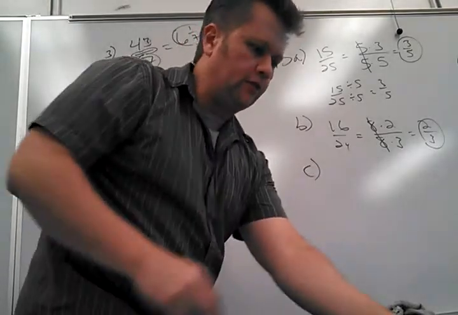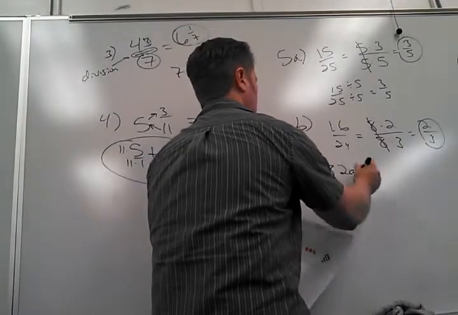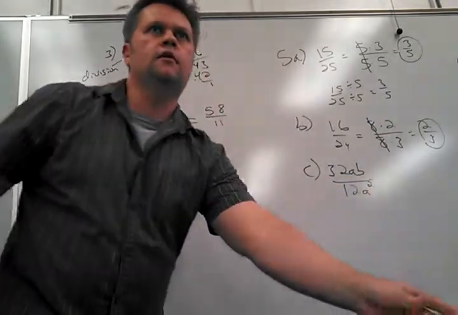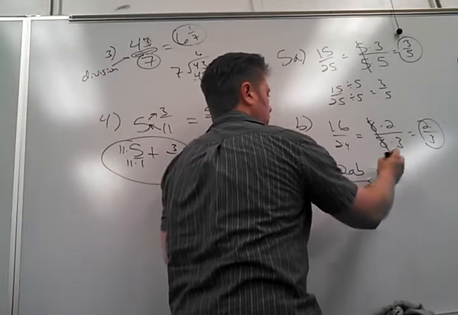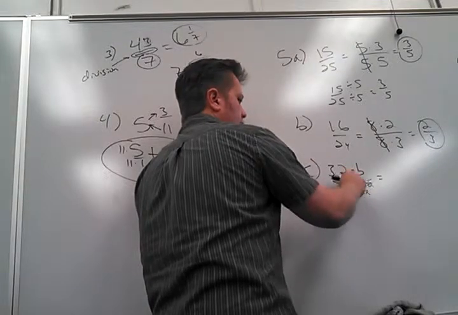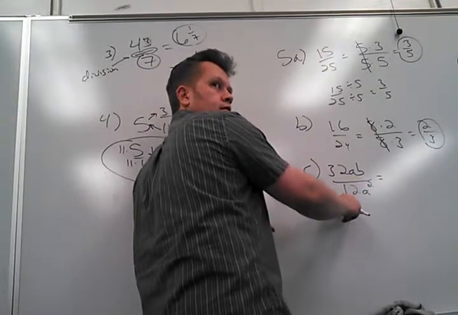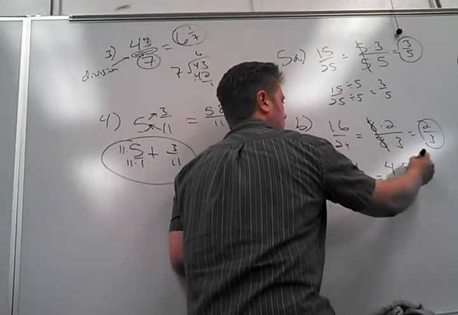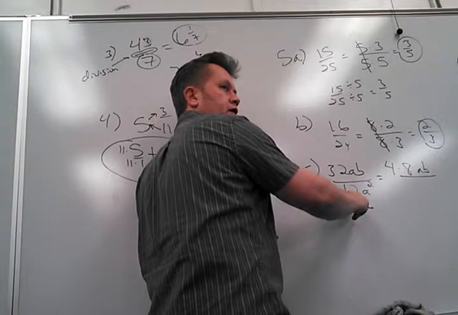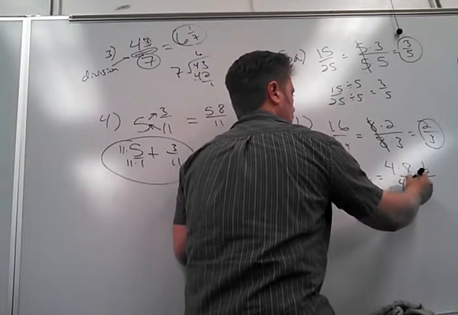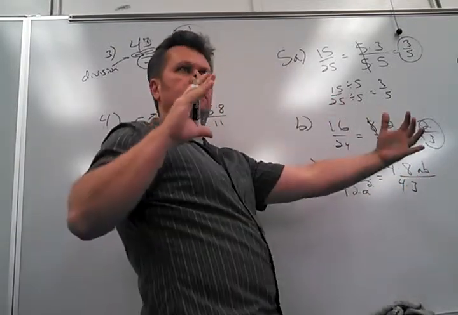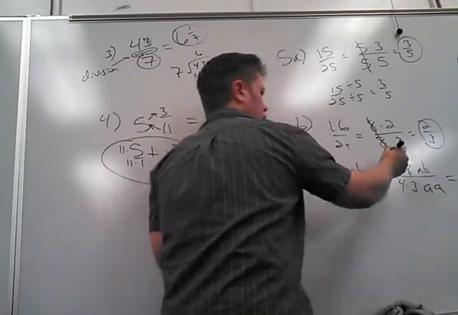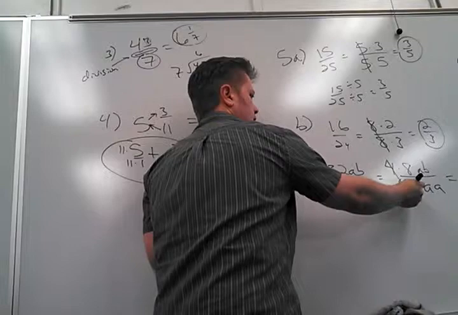What about part C? I throw some letters in there just to be that way. 4 by 8. I like this. I've seen people doing this. What number do these have in common? 4. 4 times 8. 12 is 4 times 3. A squared is A times A. So the 4's cancel and the A's.